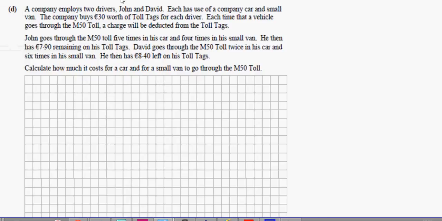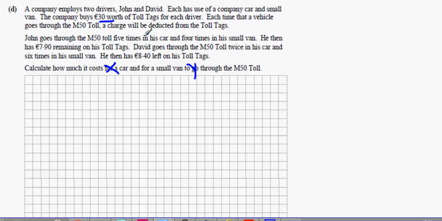Okay guys, so how much it costs for the car, let's call that x, and how much it costs for the van to go through, let's call that y. Now, the company buys €30 worth of toll tags for each driver. Each time a vehicle goes through the M50 toll, a charge is deducted from the toll tags.